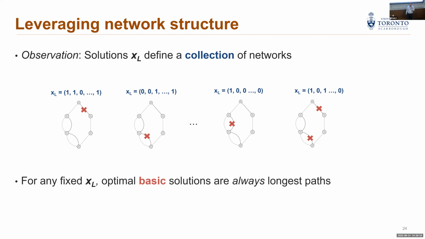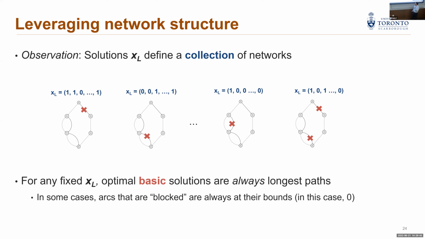Now, this means for any fixed XL, the optimal basic solutions are also going to be a longest path or shortest path. Make sense? Because when XL is fixed and you maximize, it's going to be a longest path. The optimal basic solution is in an extreme point of the underlying polyhedron. So in some cases, you can actually prove that arcs that are blocked are always at their bounds. You have a constraint y less than or equal to 0, so y equals 0, so it has to be 0, for the particular flow variables.